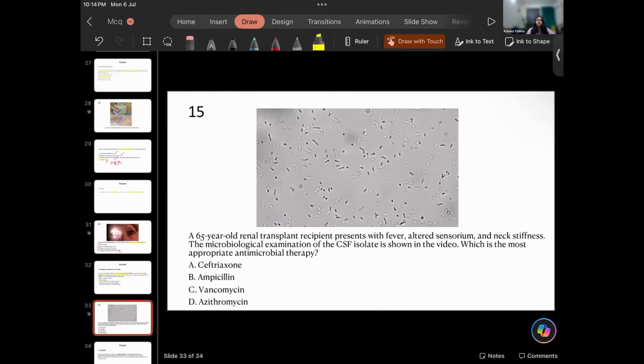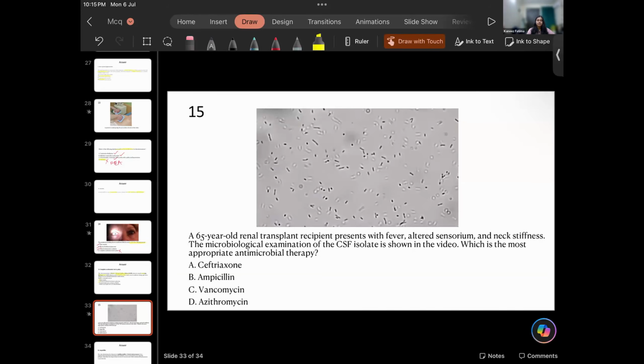Now we come to the last question. The question seems to be of some microscopic image, and the clinical vignette is of a 65-year-old renal transplant recipient. He presents with fever, altered sensorium, and neck stiffness. The clue gives the clinical feature of meningitis. The microbiological examination of the CSF isolate is shown in the video. Which of the following is the most appropriate antimicrobial therapy?